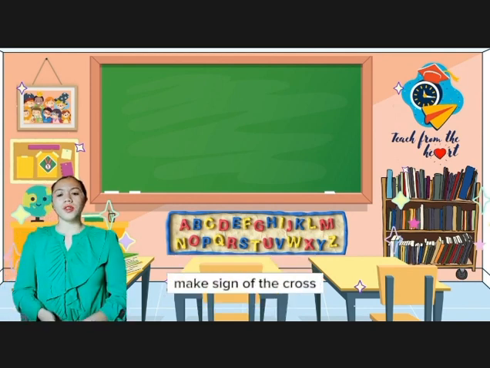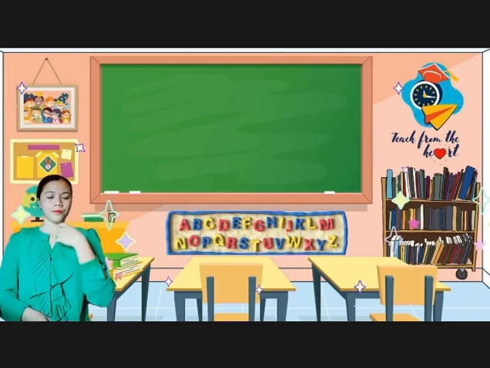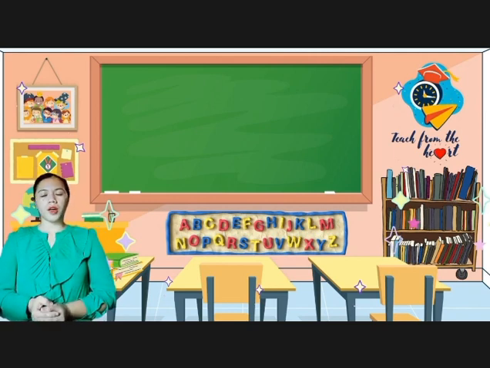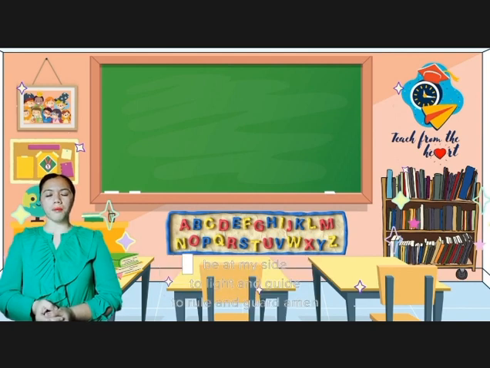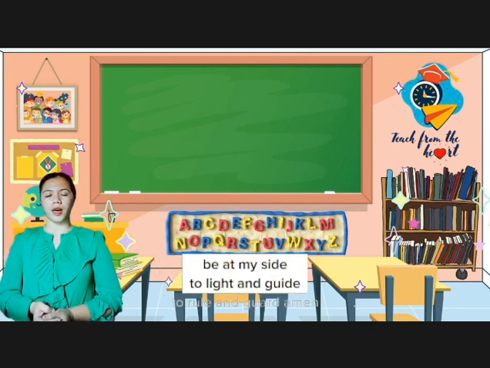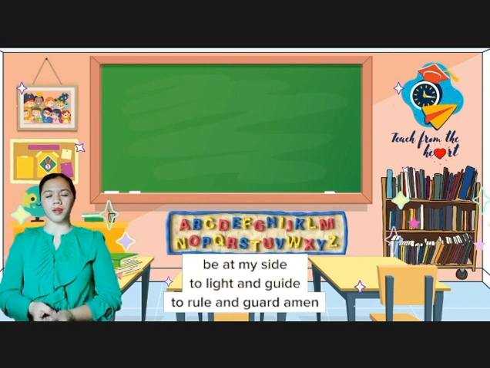Make the sign of the cross. Angel of God, my guardian dear, to whom God's love commits me. Ever this day be at my side, to light and guide, to rule and guard. Amen.